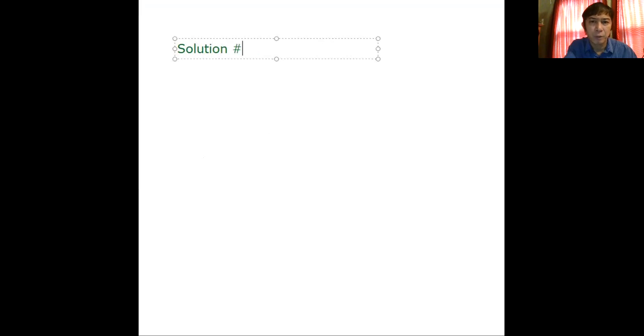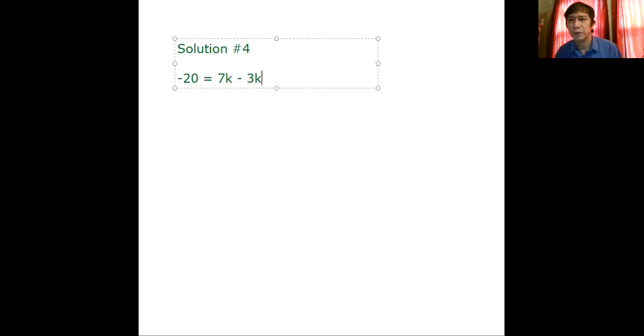Solution for number 4. Okay, and I shall write the given: negative 20 equals 7k minus 3k. Yeah, that's the given equation. Now, each time we go to the given problems, given examples, try to write it down so you will know what we are solving. Again, you can only see one screen at a time, okay? One screen at a time. And we're doing number 4 now.